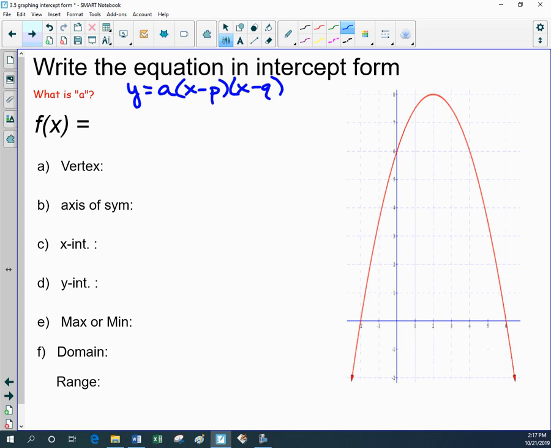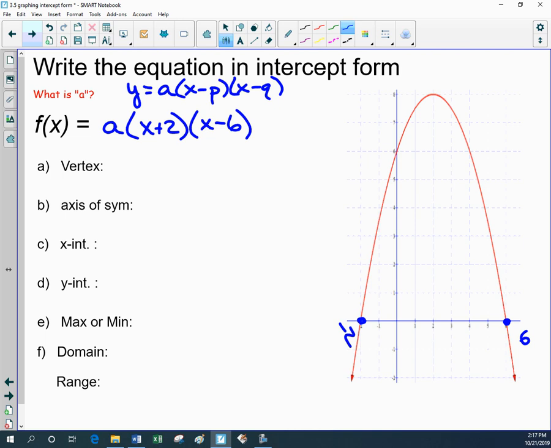The intercepts are easy. The intercepts are at -2 and +6. So we would have a, which we don't know yet. And then since it's -2, it would be x plus 2. And +6, so it would be x minus 6. Okay, so the opposite of +2 is -2, so there's one intercept. The opposite of -6 is +6, that's the other intercept.